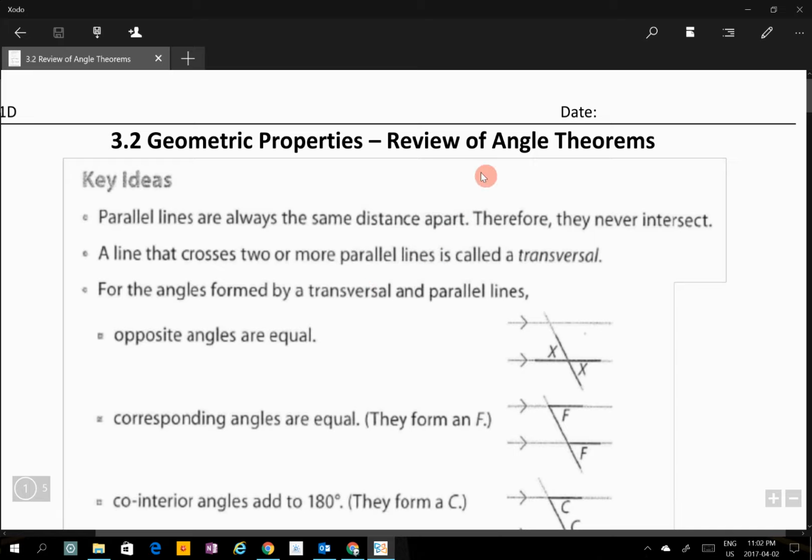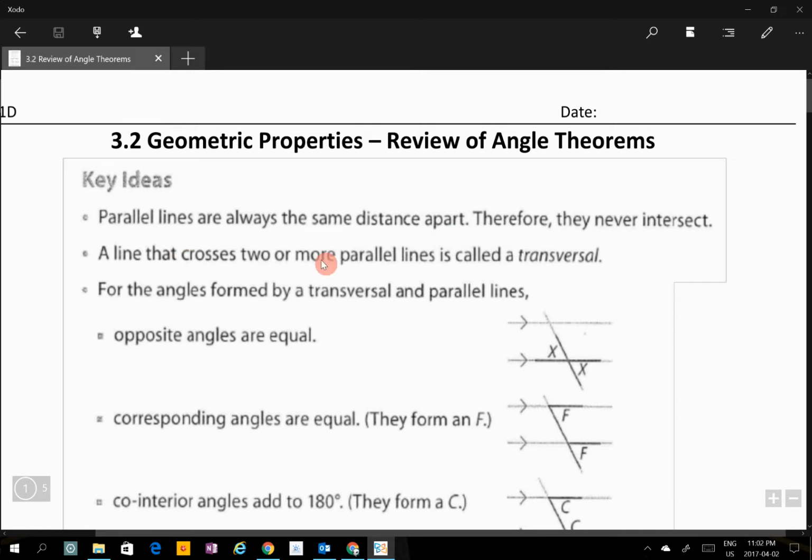3.2 Geometric Properties, Review of Angle Theorems. Some key ideas in this lesson: parallel lines are always the same distance apart, therefore they never intersect. So these are parallel lines. No matter where you go from, this spot here is always the same distance, and this spot here is always the same distance no matter what. So these are parallel lines.